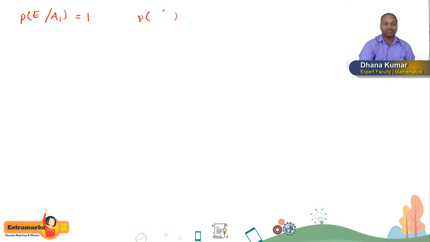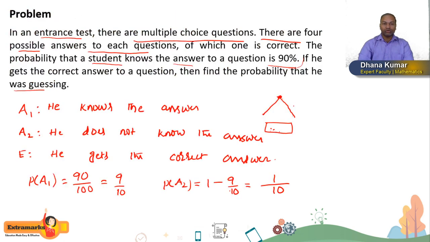Next, the second one. He doesn't know the answer. What will he do? By guessing only. Observe this: total 4 options are there, that is why I am writing 4 in the denominator. Out of 4, 1 option is correct, because here they are single option correct questions only. So favorable cases will be 1. So P of E given A2 is 1/4.